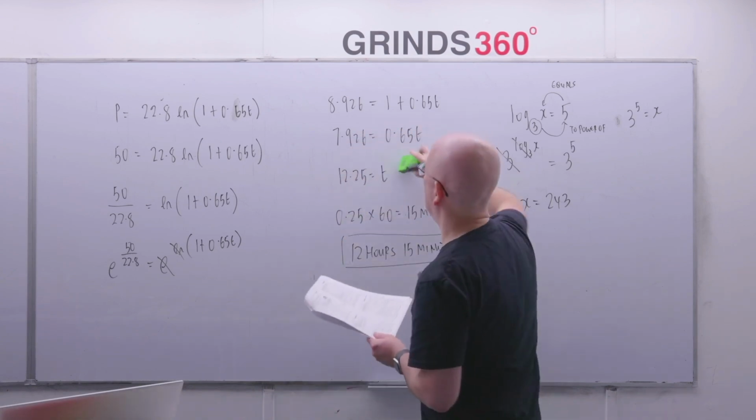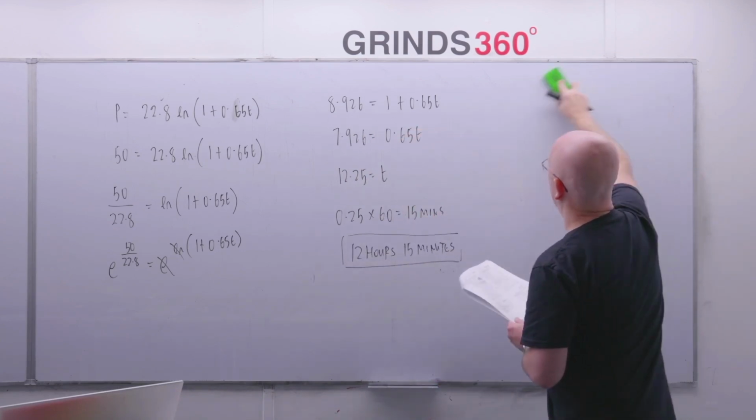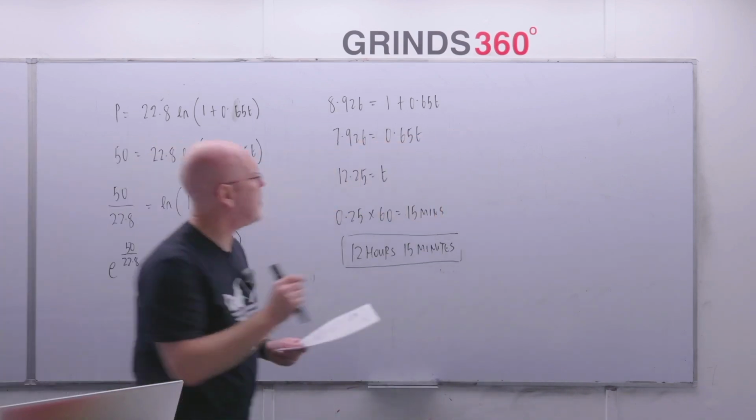So natural log is not on the course, so that's why he won't ask you to find the average value here. That would be an integration question. That's not on the course. He can only ask you rates. So rate means derivative.